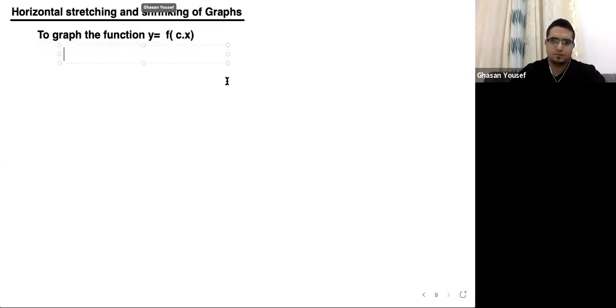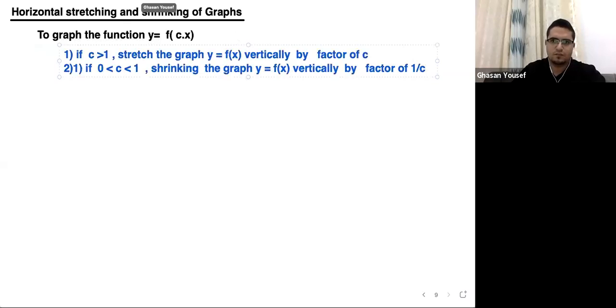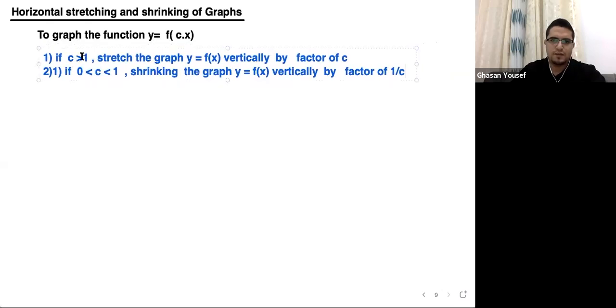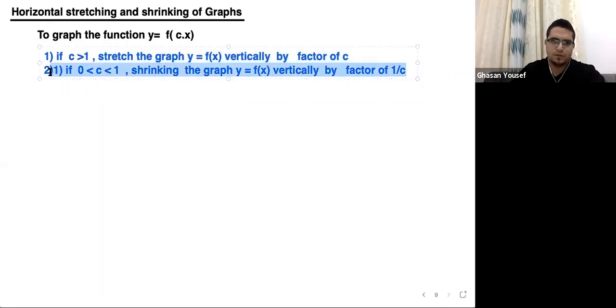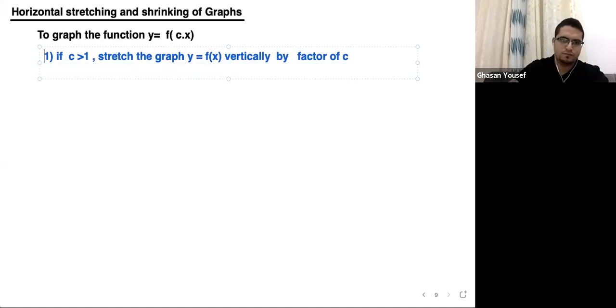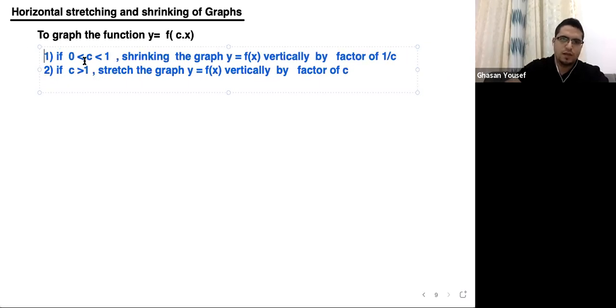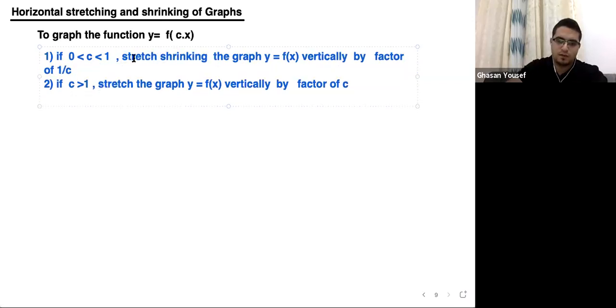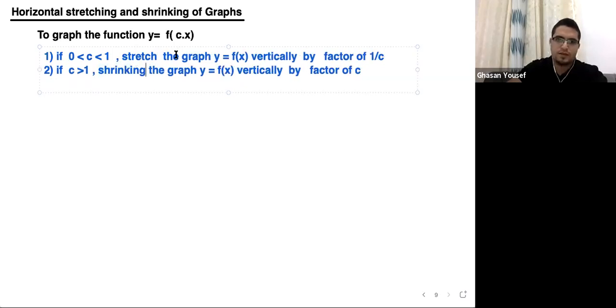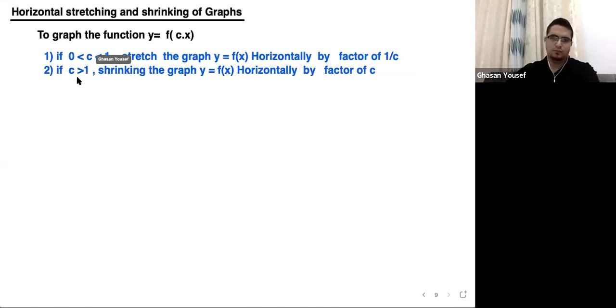The rules said, if c is between 0 and 1, we have to do stretching for the graph. Then we have to do shrinking, it is the opposite. Stretching the graph y equals f of x horizontally by a factor of 1 over c, and the same thing for the second one. Okay, the same idea, but here it is opposite.